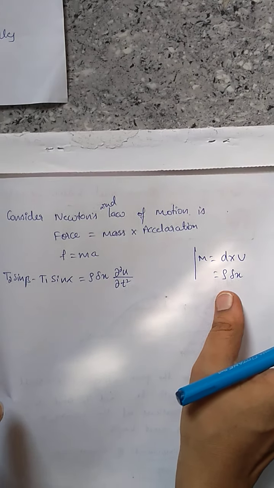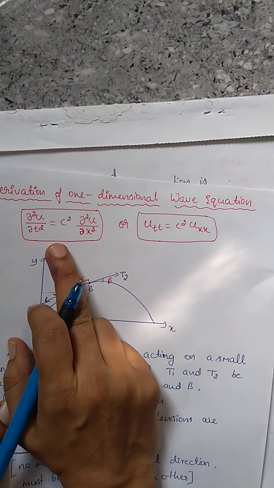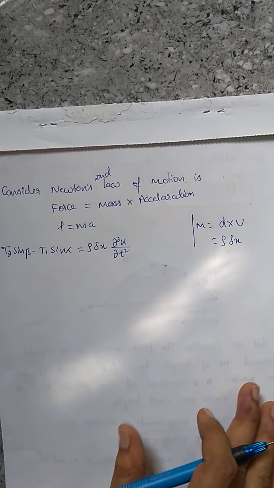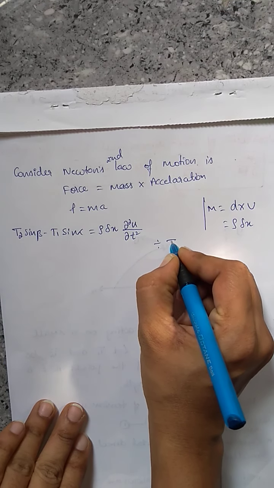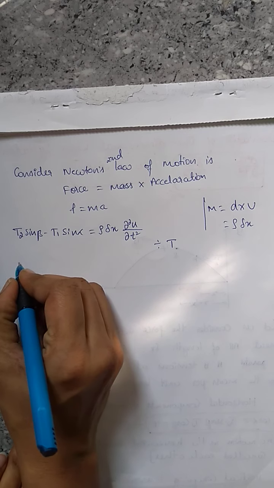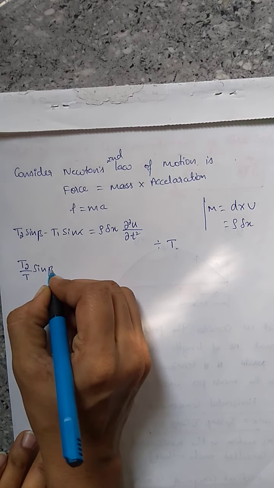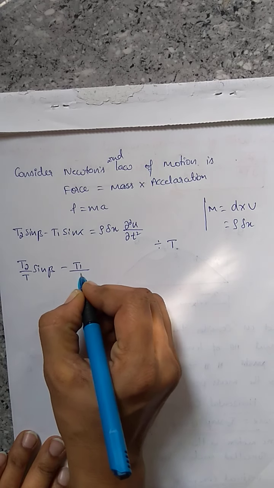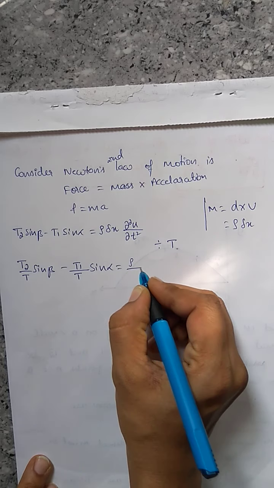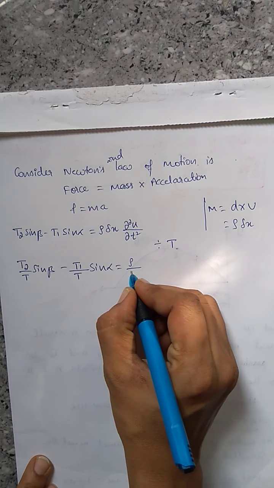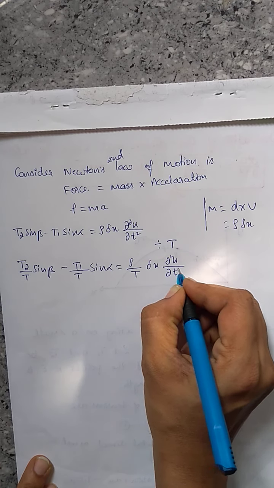Okay, further simplification. Here we have to prove the final result, the one-dimensional wave equation. I am going to simplify this equation, so the entire equation I divide by capital T, tension. So we can write T2 by T sin beta minus T1 by T sin alpha is equal to rho by T, delta x, del square u by del t square.